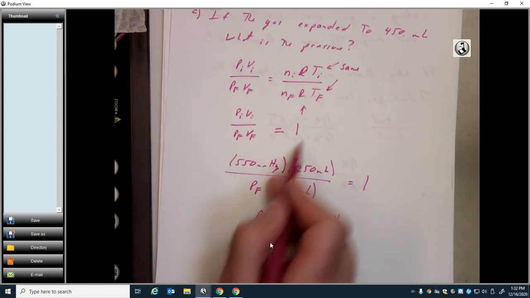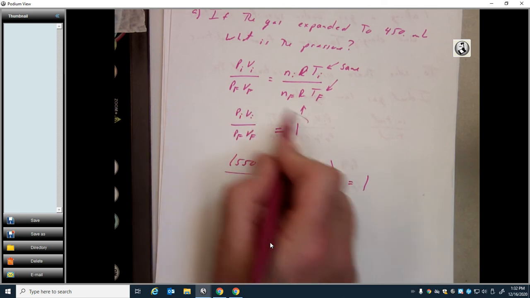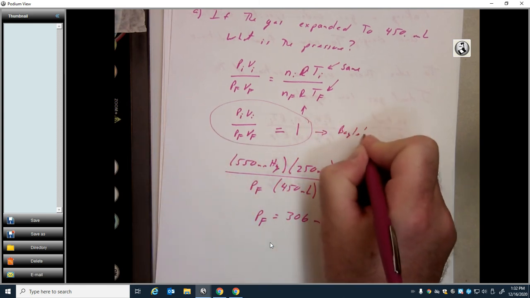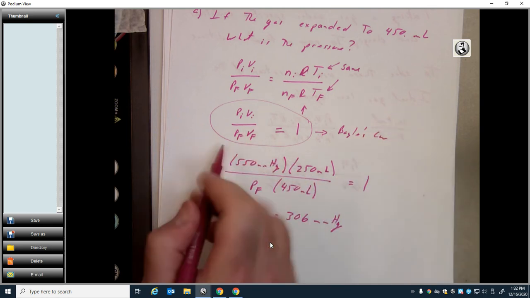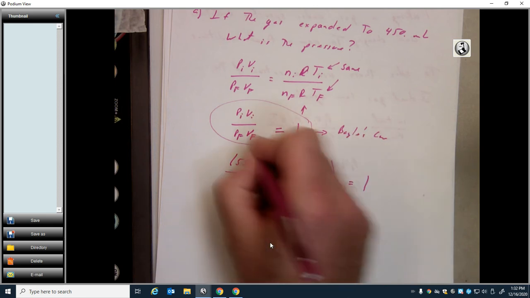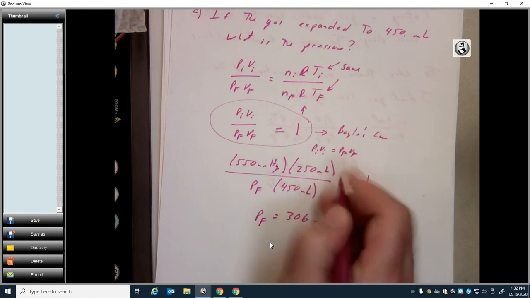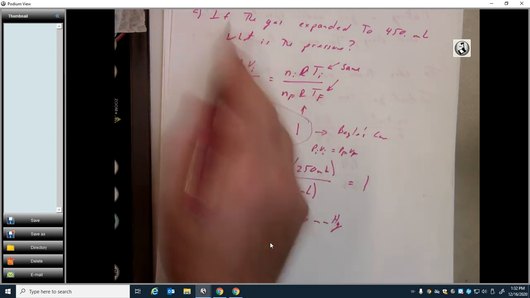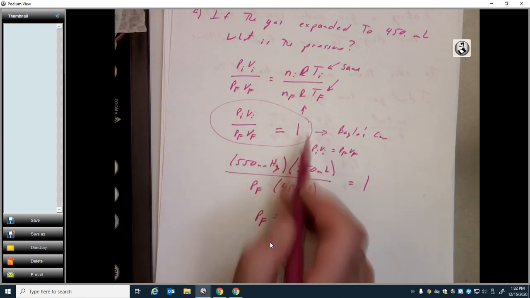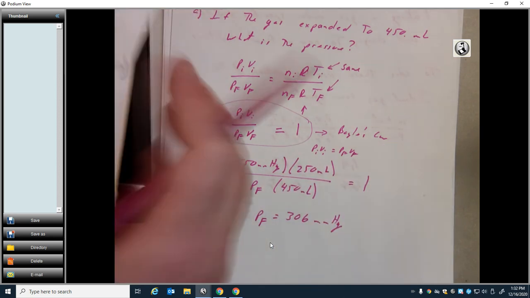Let's focus on this again. What equation is this really? This is really Boyle's law. If I multiply both sides by P final V final, I end up with P initial V initial equals P final V final. So really, all I've done is use Boyle's law, but I just set up a ratio, and it's actually pretty handy to use sometimes.